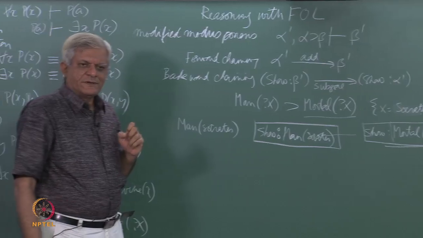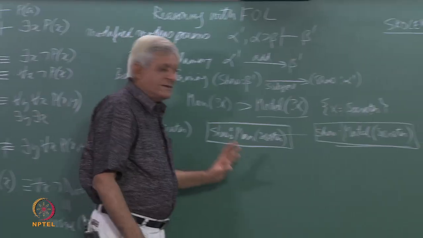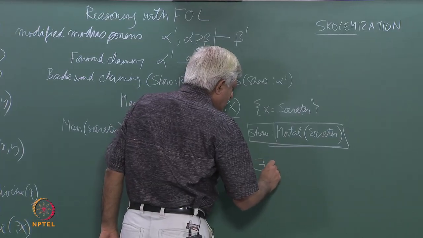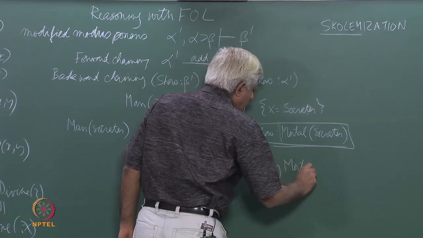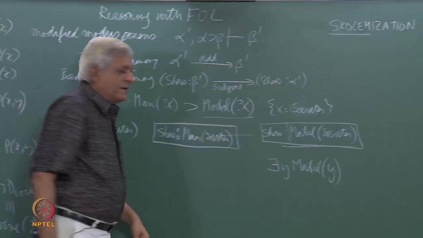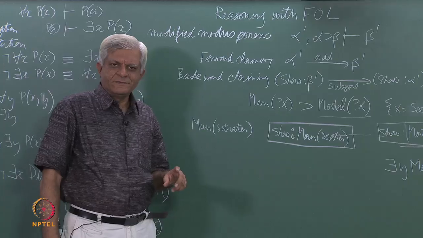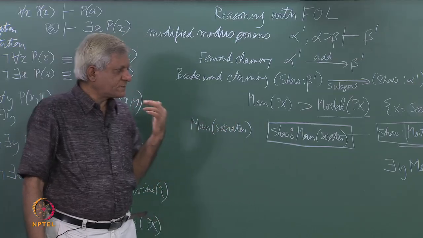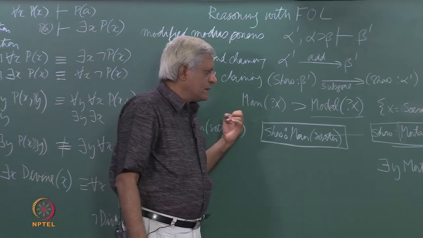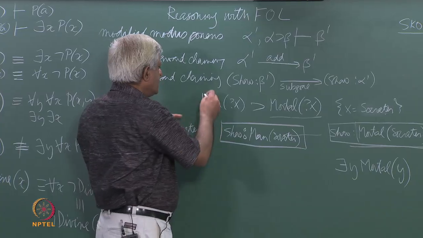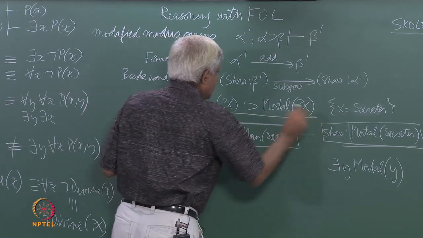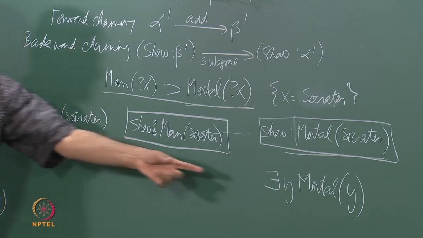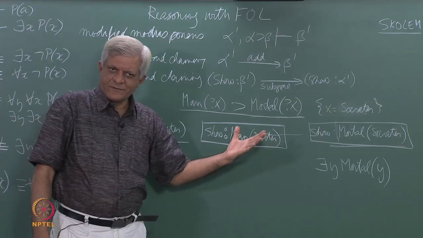But the nice thing about reasoning with logic is that we can ask a question like, is this formula true? That is, does there exist a y such that mortal y is true. This is what is given to us. This is a database and this is a database. Given this database, is that statement true that there exists a y such that mortal y is true.